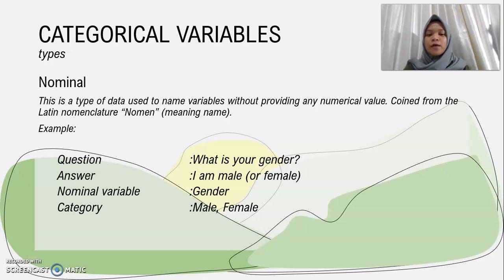Let's see another example. We'll take, what is your favorite country in Asia? The answer is, my favorite country in Asia is Indonesia. The nominal variable is country in Asia. The category is Indonesia, Singapore, Malaysia, Vietnam, Philippines, and any other country in Asia.